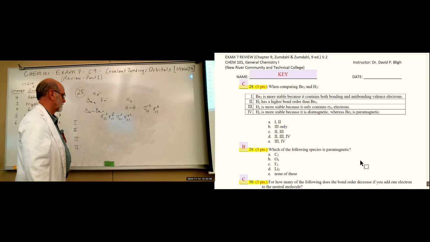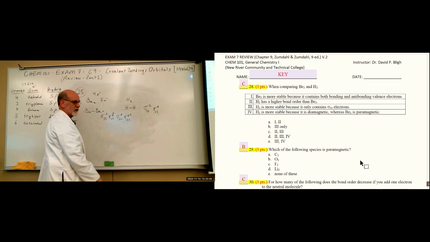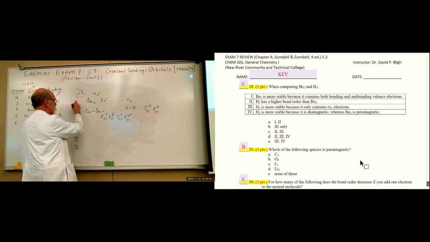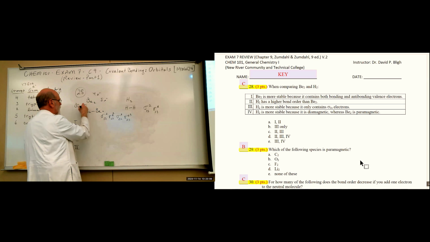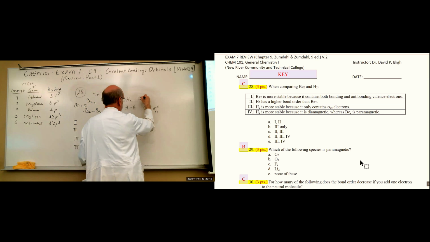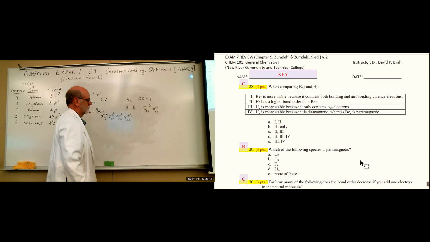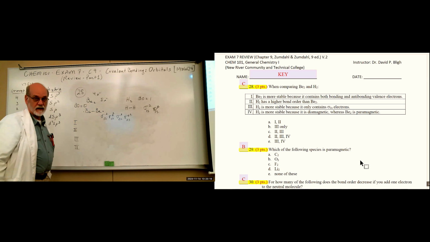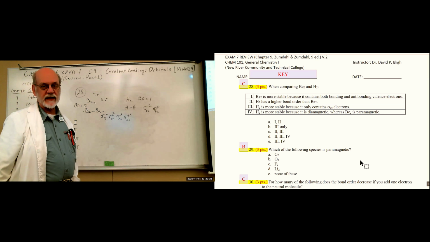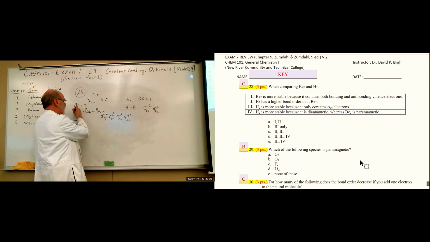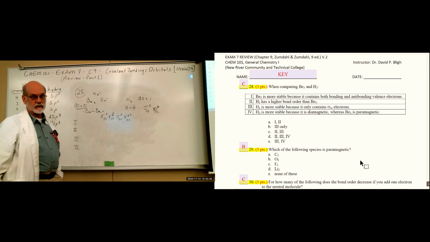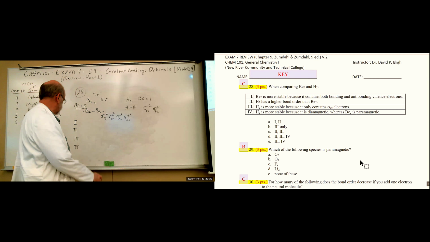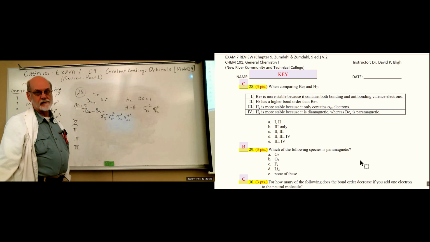Right? What's its bond order? It's 4 minus 4 divided by 2. 0 divided by 2 is 0. This has a bond order of 0. This has a bond order of 1. Right? 2 divided by 2 is 1. So 1 says beryllium is more stable. No, it's not. If its bond order is 0, it's definitely not more stable. Roman numeral 2. So this one's out.